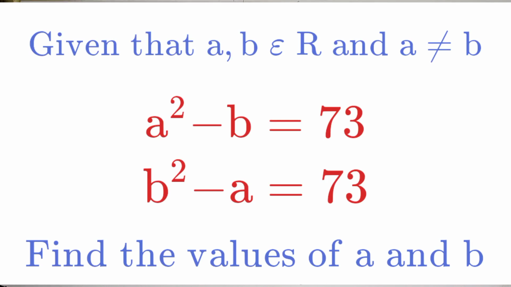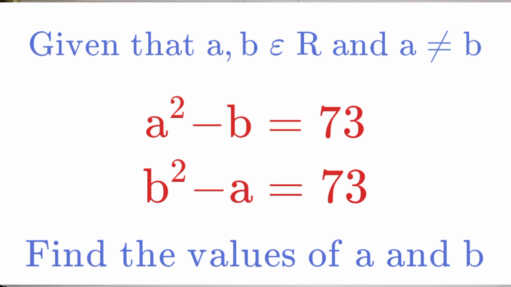In today's tutorial, we want to solve this math Olympiad question. We are given that a squared minus b is equal to 73 and b squared minus a is also equal to 73, but that the value of a is not equal to the value of b. So we're asked to find a and b. How do you go about this?